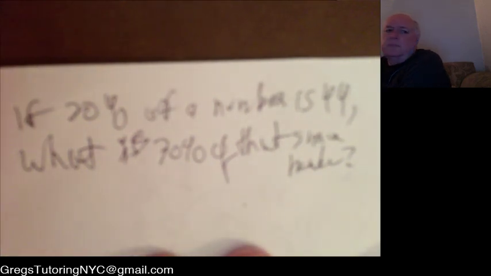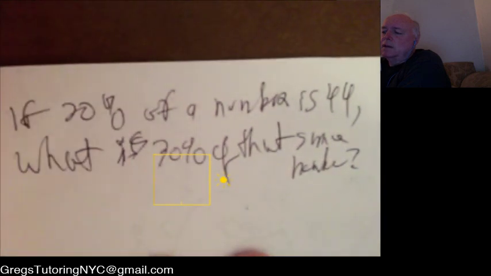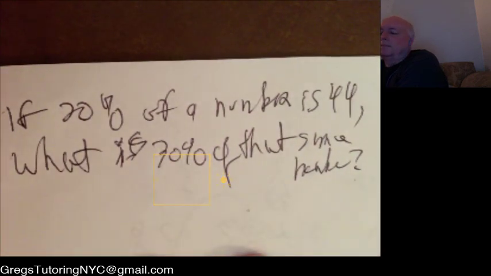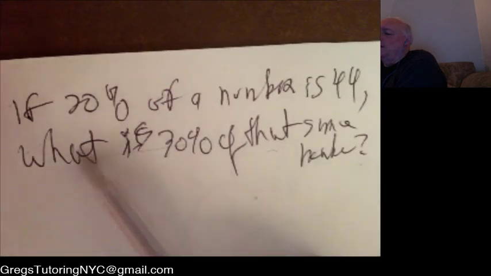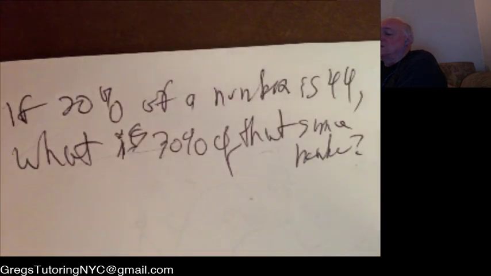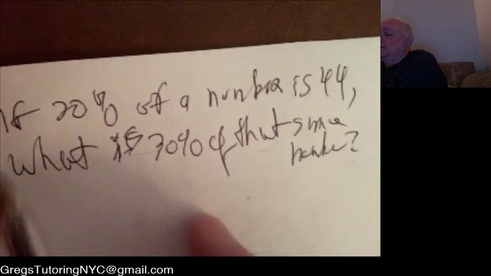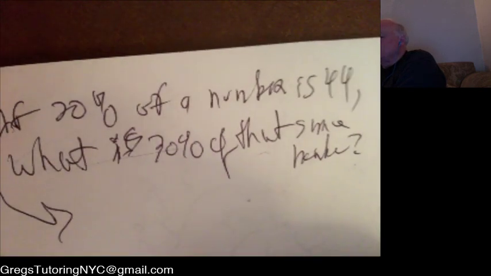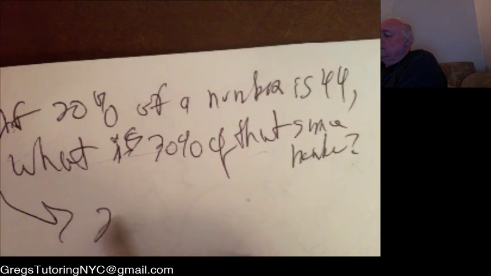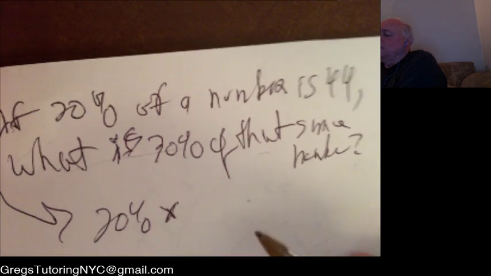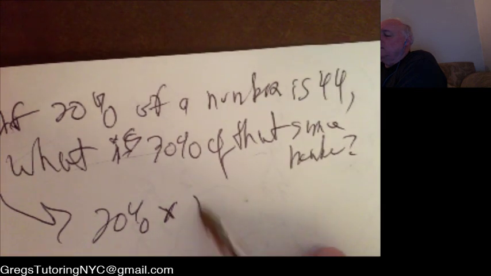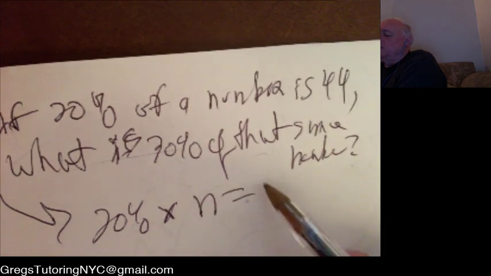So 20% of a number is 44. What is 30% of that same number? What I like to do is read my problems and map the English into math. It says 20% of means multiplication, of a number, let's call it n, is means equals, 44.